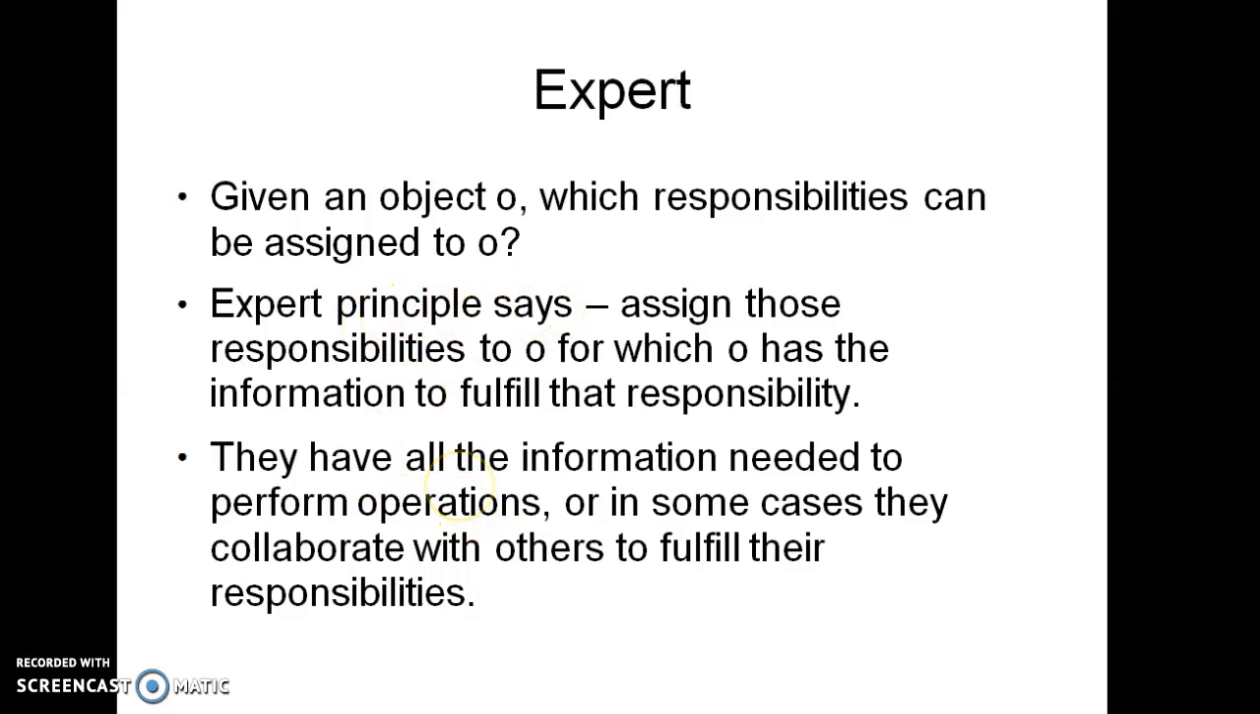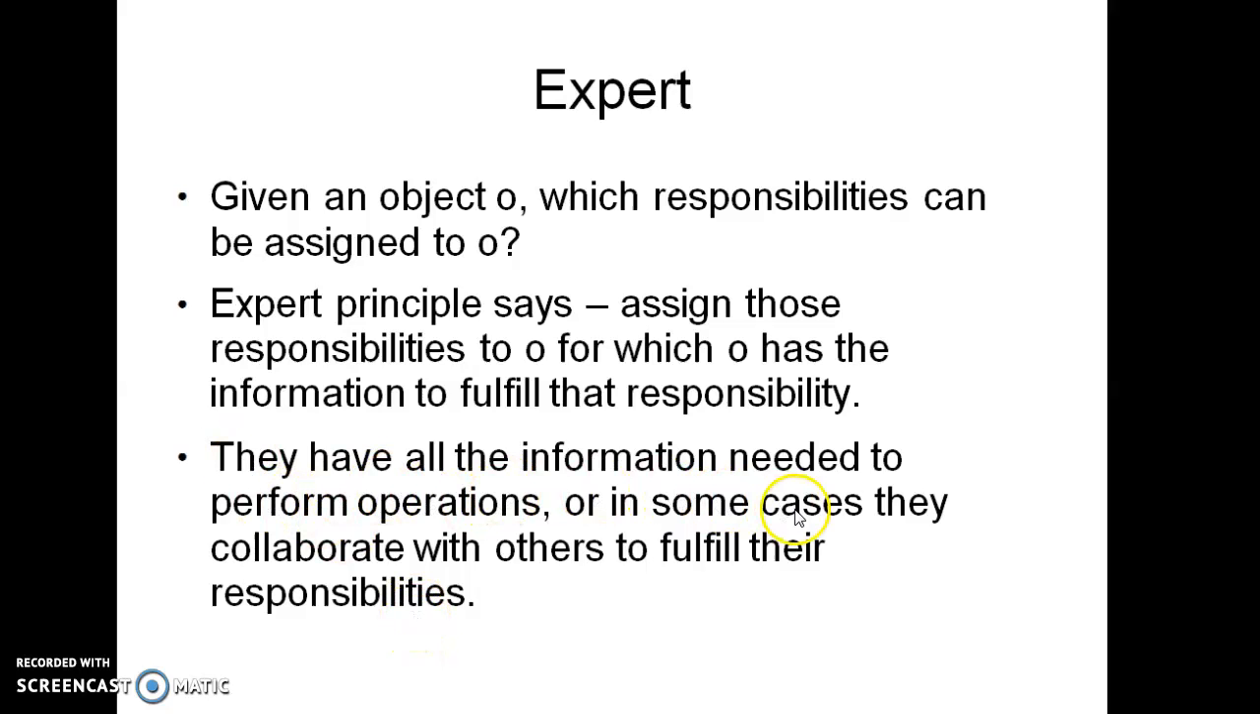Then O is said to be an information expert. We can take the example of the previous one, that is a video store and video. The video store has all the information of that video and the different types of video. So we can say that the video store is the information expert of the video. The thing that should know all the information about the responsibility is called the information expert.